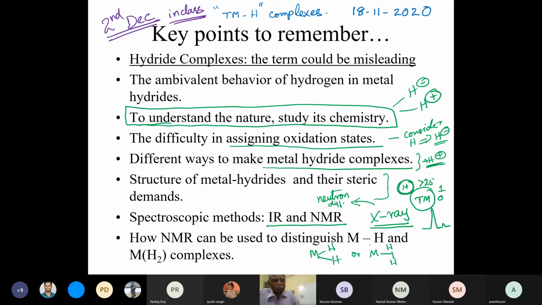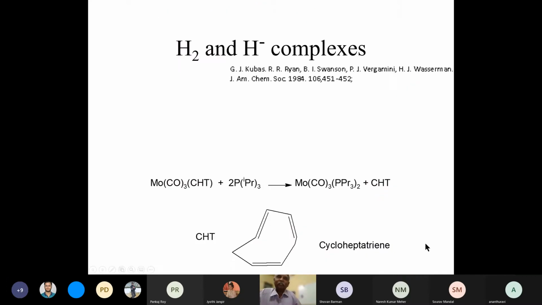For a long time, this was discounted. I'm putting dotted lines because this is not really true. Now we have sufficient evidence for the formation of dihydrogen complexes. But it was only in 1983 that a couple of people, primarily this person called Kubas, and there are other people also, I will mention their names as I go along.